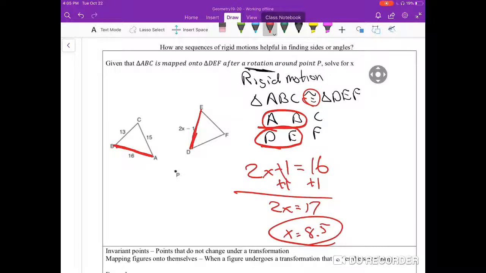So that means that AB and DE are going to be the same length. So we set them equal to each other and solve. All right. Example 3 here.